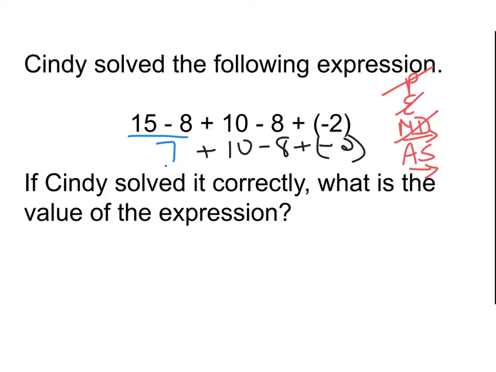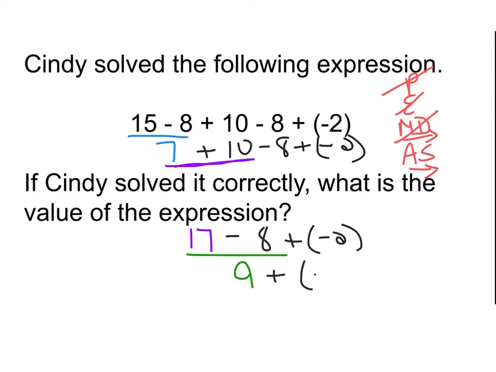So now left to right again, 7 plus 10 is 17. And I'm writing it down here because I don't want to write over the numbers. Then I'm rewriting everything else. Minus 8 plus negative 2. So now I'm going to go ahead and go to the next one. So 17 minus 8 is going to be 9. And then rewriting the rest of it, plus a negative 2.